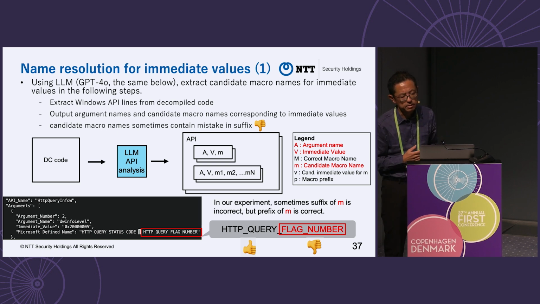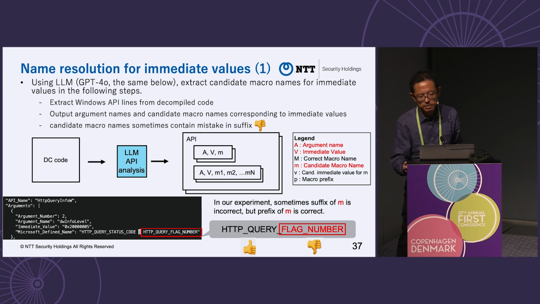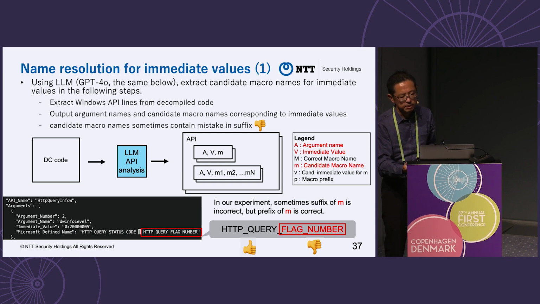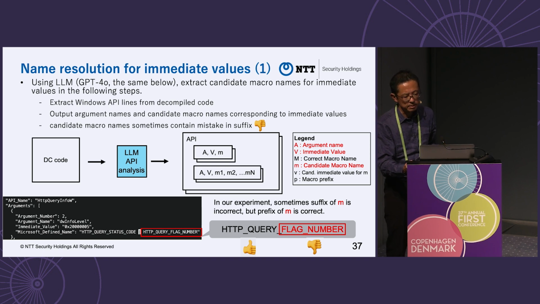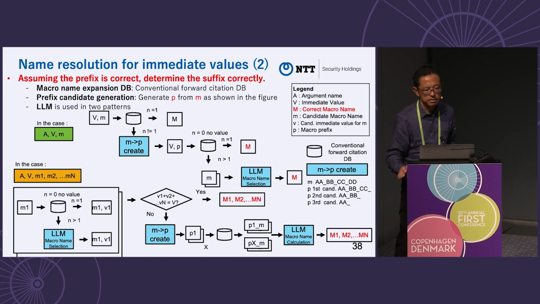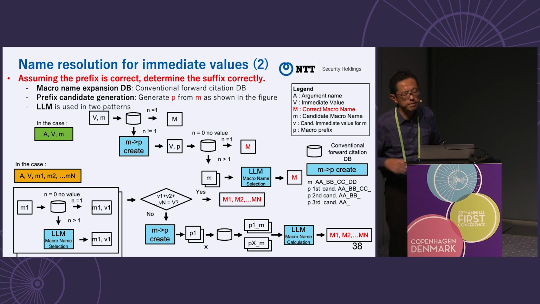It's worth noting though that the model's suggestions aren't always perfect. Sometimes the suffix in a proposed macro name might be incorrect. This is something we keep in mind when reviewing its output. But in our experience, sometimes the suffix of the macro name is incorrect, but the prefix is always correct. So the prefix is correct, so let's use it.